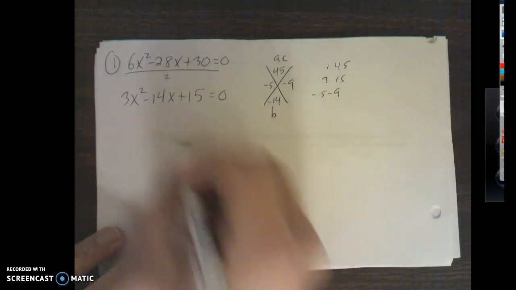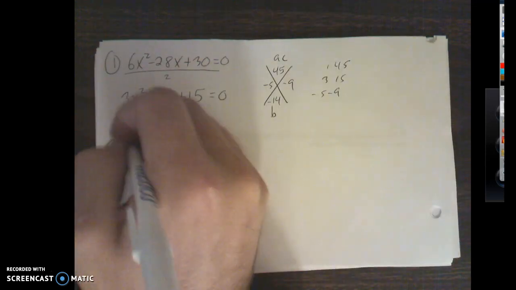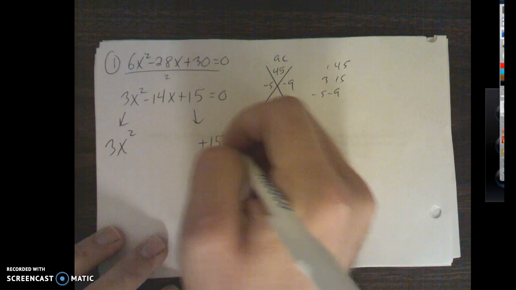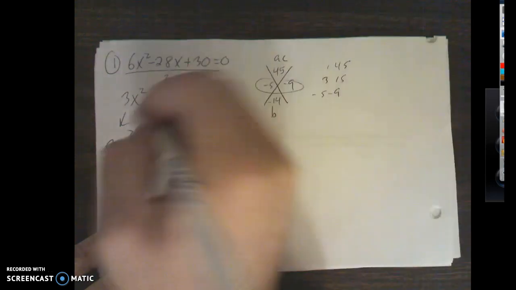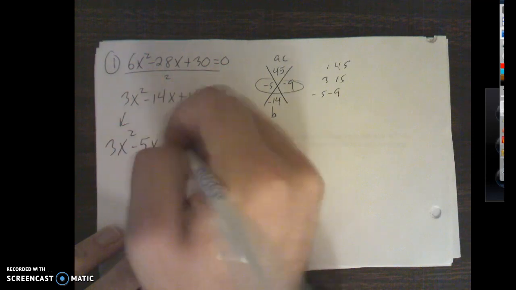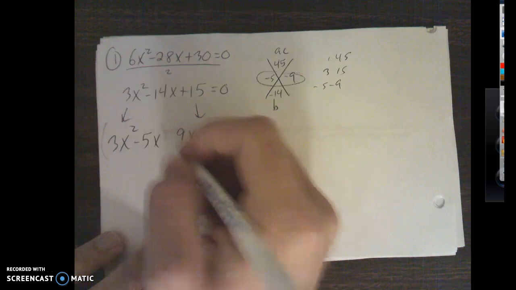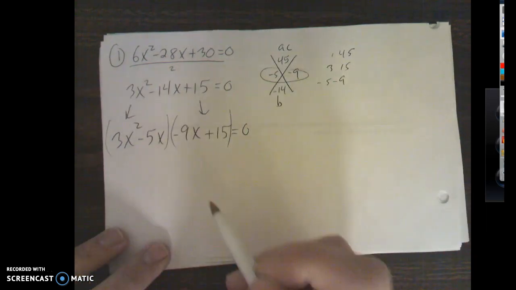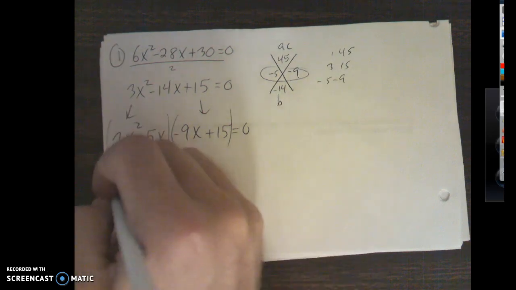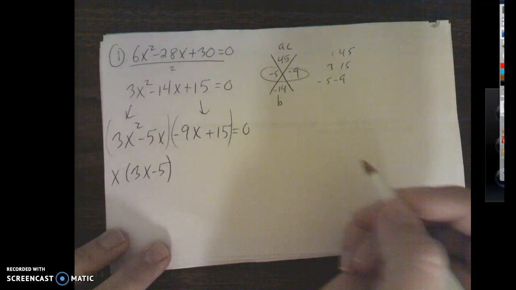Okay, so just like we talked about in class, you bring down your first and your last. 3x squared plus 15 equals 0. I'm going to bring down these two values, minus 5x, minus 9x. It doesn't matter which order I put them in. And I'm going to put parentheses on my first 2 and my second 2. What factor can I take out of 3x squared minus 5x? Just an x. I'm left with 3x minus 5 inside the parentheses.